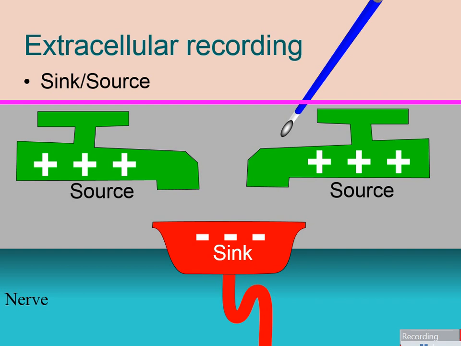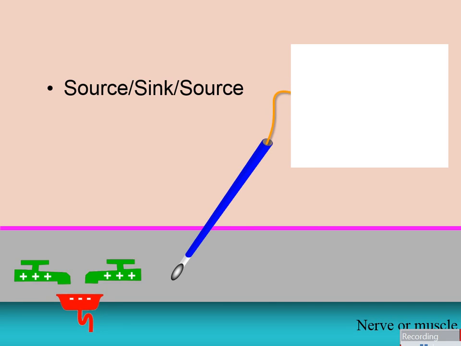So these extracellular recordings that we do are often referred to as sink source recordings. So we're not actually recording the action potential itself. We're recording the flow of these ions that's happening in response to the changes in conductances that has generated the action potential. And so when we're recording, we've got an electrode out there in the periphery.